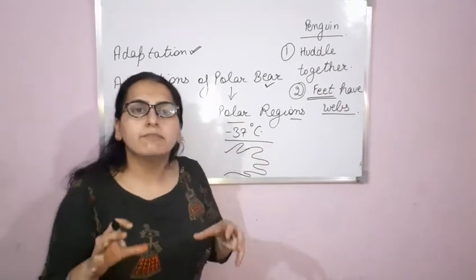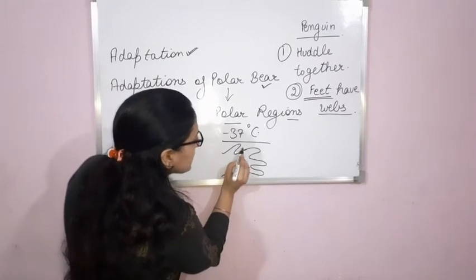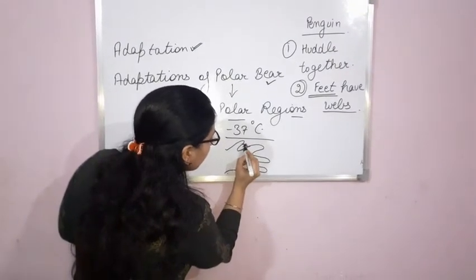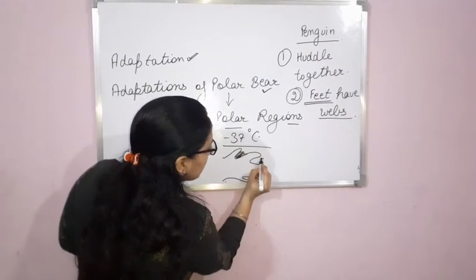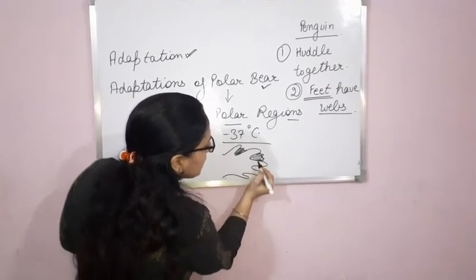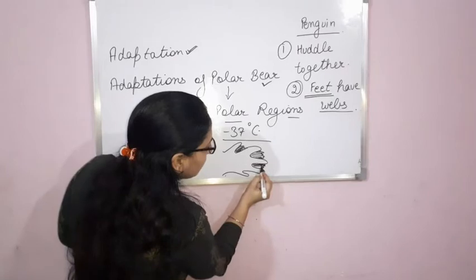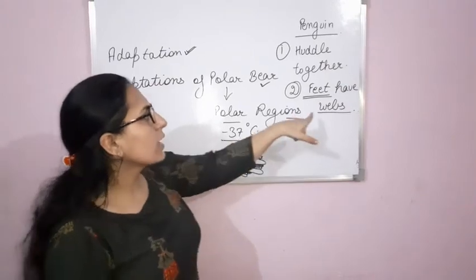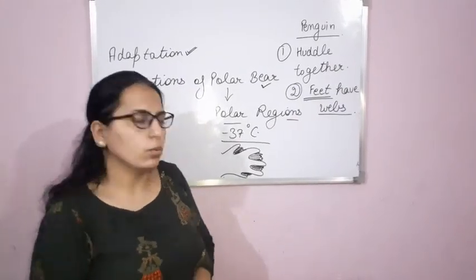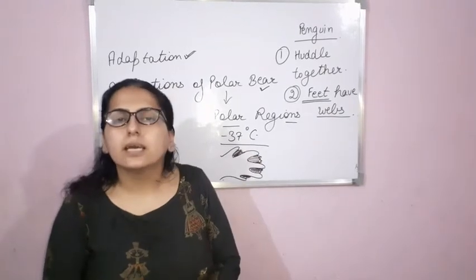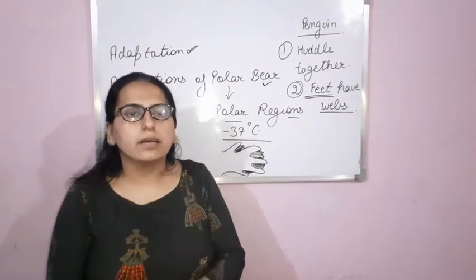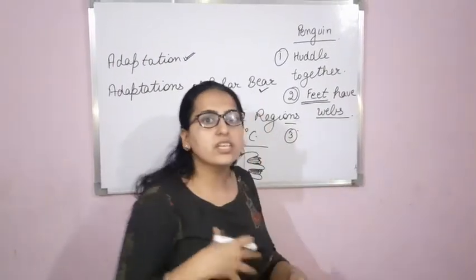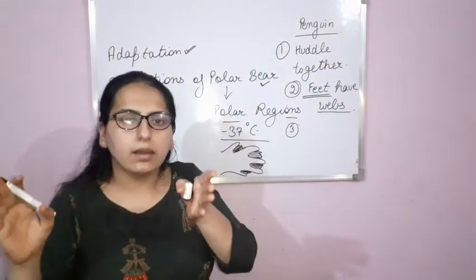In case of webbed feet, there is no space in between the toes. Clear? Instead, there is a layer of skin. This type of webbed feet you might have seen in case of a duck. So they also have webbed feet. Now, these webbed feet help in swimming. Now, third adaptation, their body shape is streamlined.